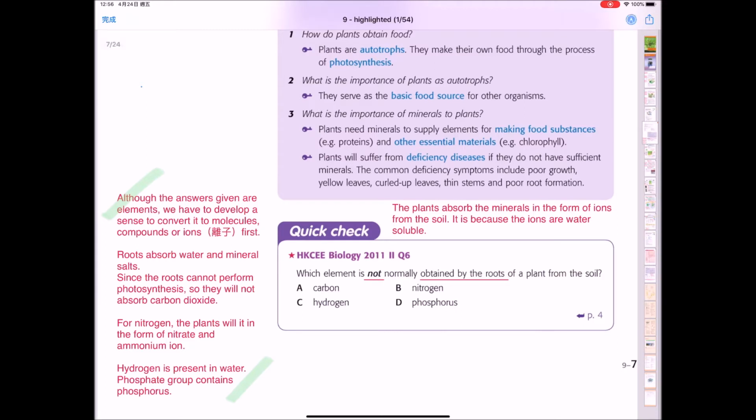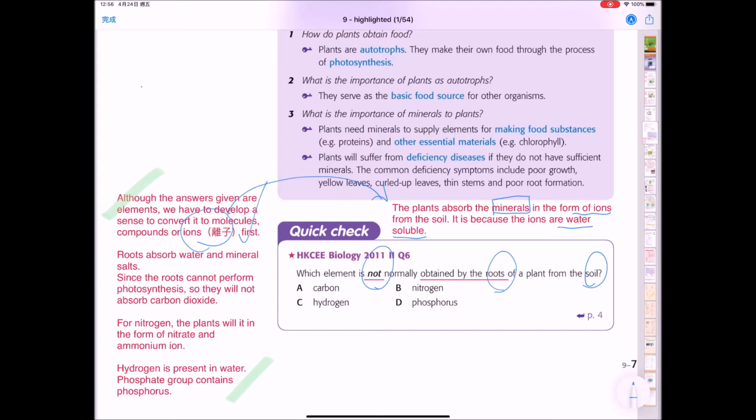The first question is talking about which element is not normally obtained by the root of a plant from the soil. So for the answer, all of them are the elements: carbon, nitrogen, hydrogen, and phosphorus. So the first thing I need to remind you is that although the question may give you the elements, we need to develop the sense to convert the element to the molecules, to the compound, to the ions first. Especially for the ions, because for the plant, for the root, if they need to absorb the minerals, they need to absorb it in the form of ions, because ions are water soluble.